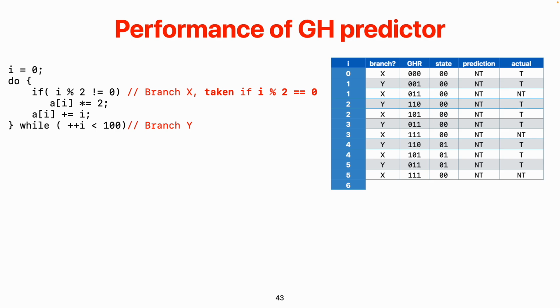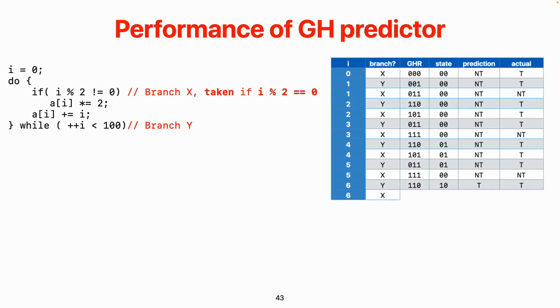Okay, how about i equals 6 at branch X, Y? What's the current GHR? 110. Have we ever seen 110 before? Okay, what should be the state in there now? 10? Predict taken or not taken? What's the actual outcome? Oh, things are starting to change, right?